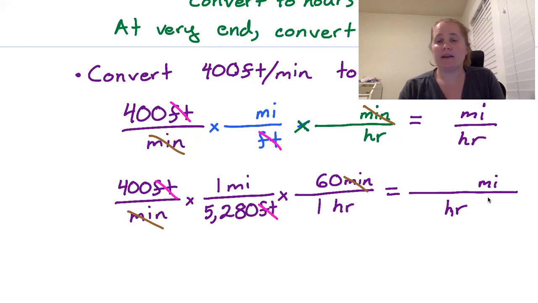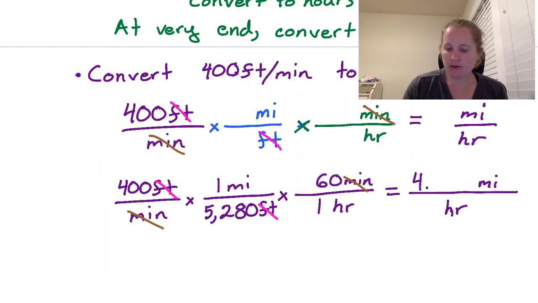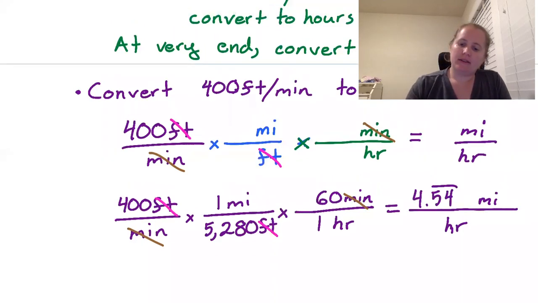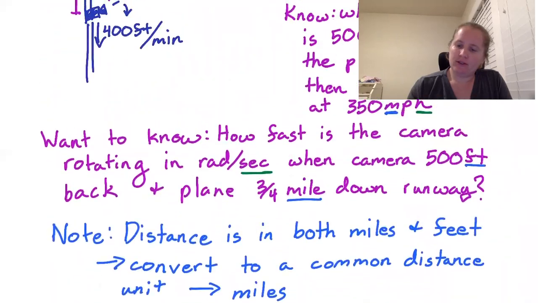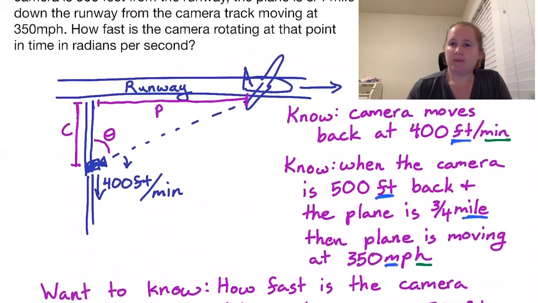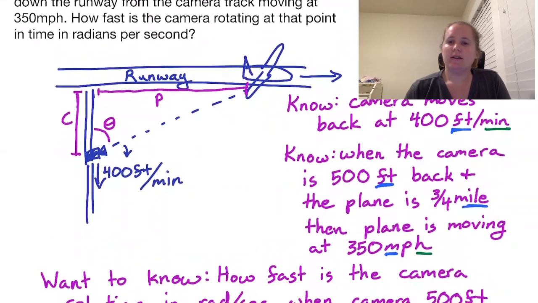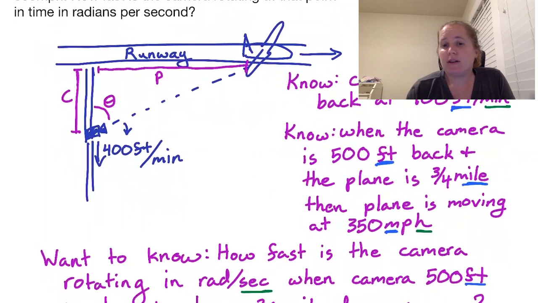And if we do that conversion, what we wind up with is 4.54, and actually the 54 is just repeating miles per hour. So that takes care of that first unit, right? That 400 feet per minute. Next, we need to convert the 500 feet.